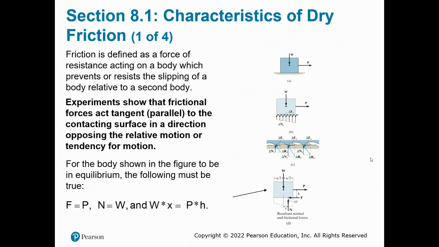For the body shown in the figure to be in equilibrium, the following equations must be true. First, the friction force equals P, which is the force pulling to the right. Then vertically, the normal force equals the weight. And also, we're going to write an equation about the moment: W times x equals P times h, the summation of moments about this contact point, point O right here.